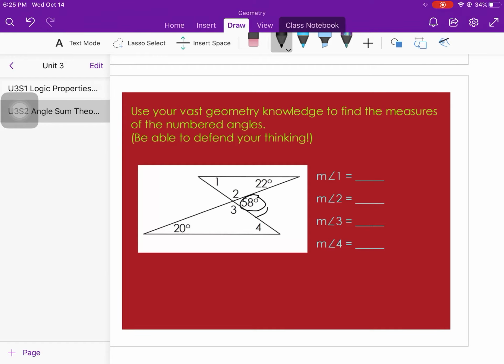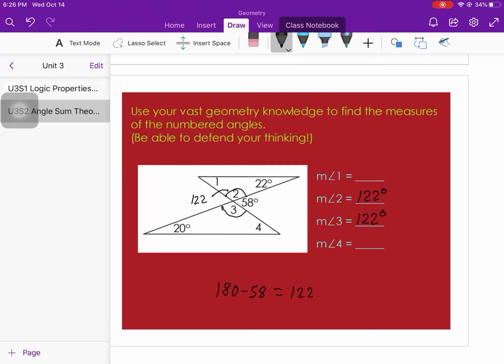If we know that this is 58 degrees, then we know together those form a straight line. So if we take 180 and we subtract 58, we get 122. So angle 2 has to be 122 degrees. All right. Then, knowing the fact that this is 122 and this is a vertical angle with it, we know those have to be the same. So this has got to be 122.